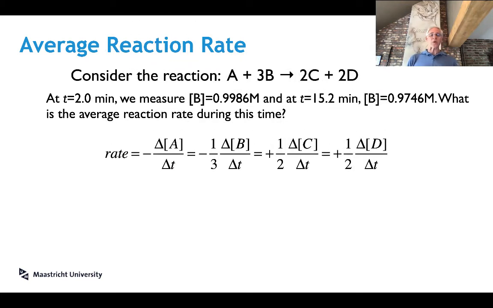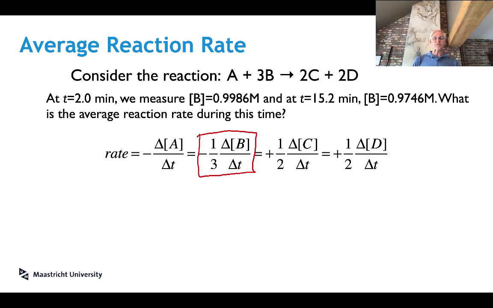So we can write out all of the different rate laws here, or rate expressions. We only need one of them. The one that we need is right here. And the reason we need that one is because we measured the concentration of B. We didn't measure A, C, or D, but if we did, we have the equations at our disposal to use them.